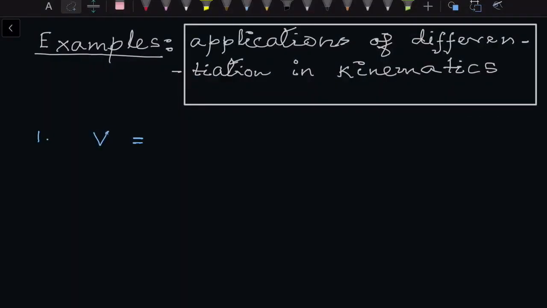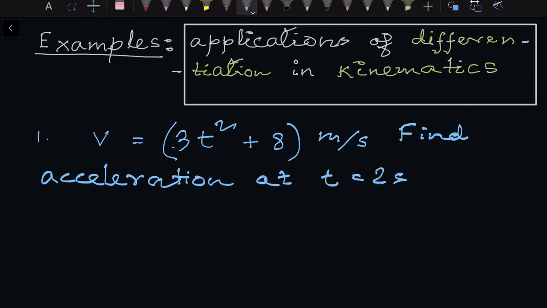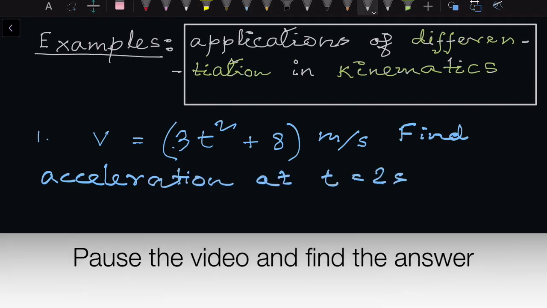Now try this. You can consider this to be applications of differentiation in kinematics. Actually, we want to do kinematics. Here v is given as 3t square plus 8 meter per second velocity. You have to find acceleration, but at the time when t equals 2 seconds. You may pause the video and find the answer.